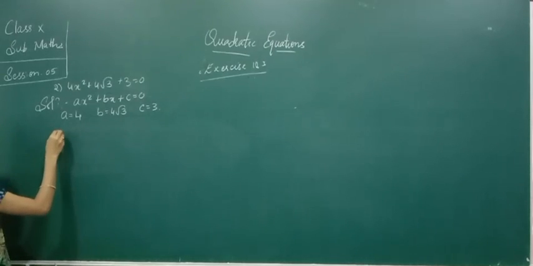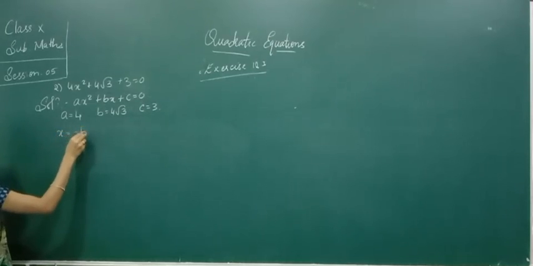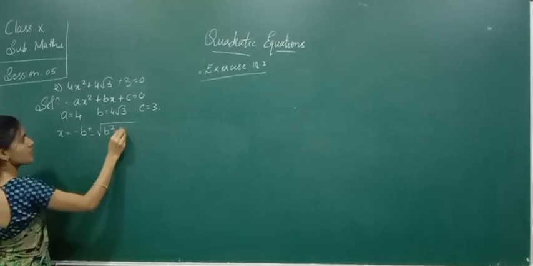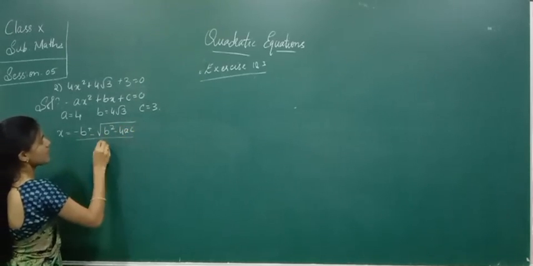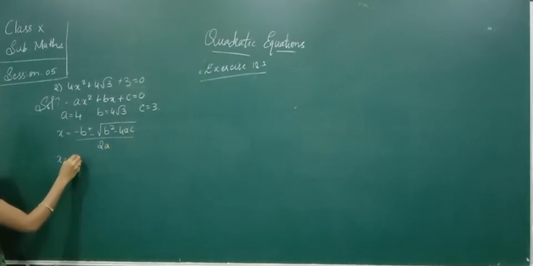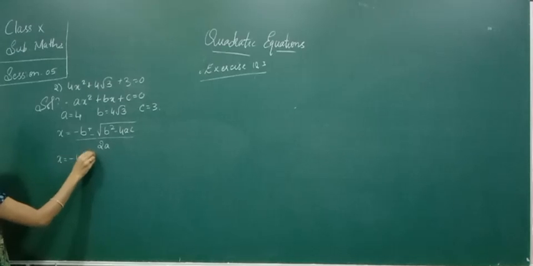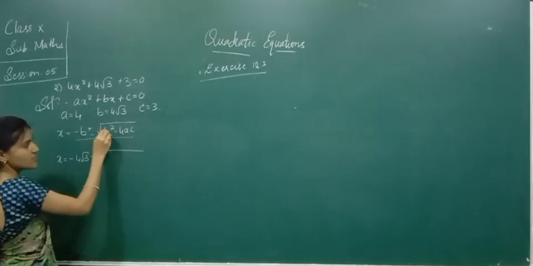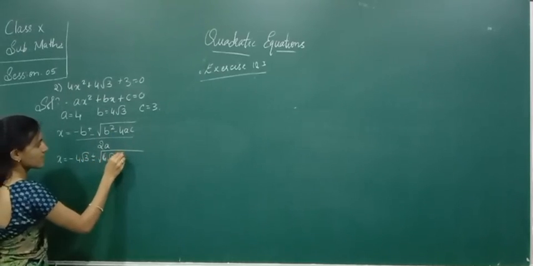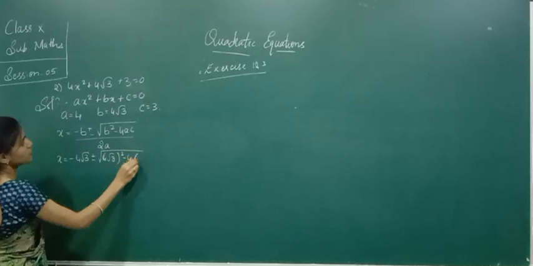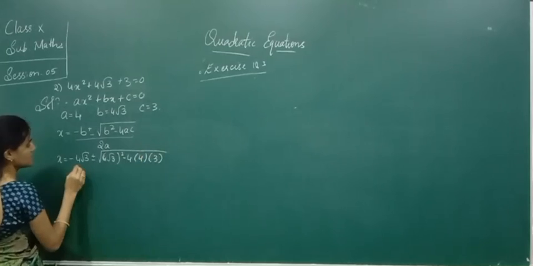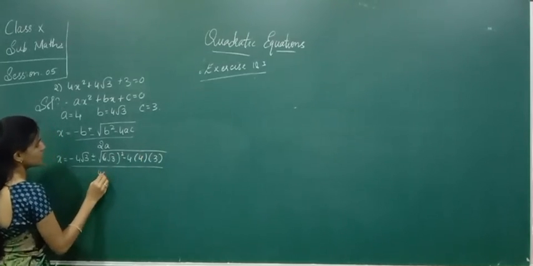Then what is going to happen? We have the quadratic formula as what? X is equals to minus b plus or minus root of b square minus 4ac divided by 2a. Then what is going to happen? X will be equal to minus 4 root 3 plus or minus root of. We are supposed to find b square, that is 4 root 3 square, right? Minus 4 into what is a? 4 and c is 3 divided by 4 into what is a?